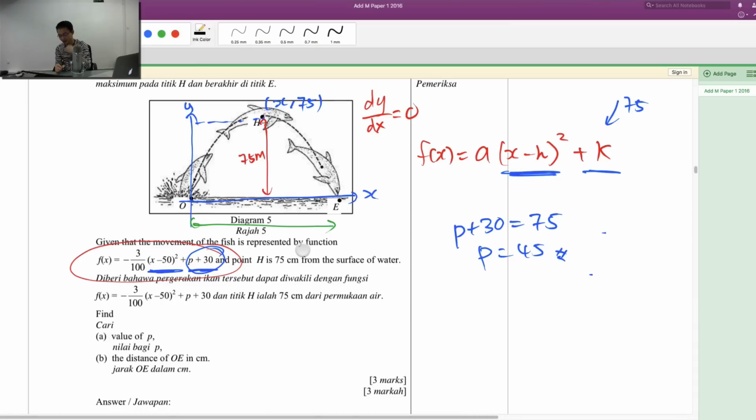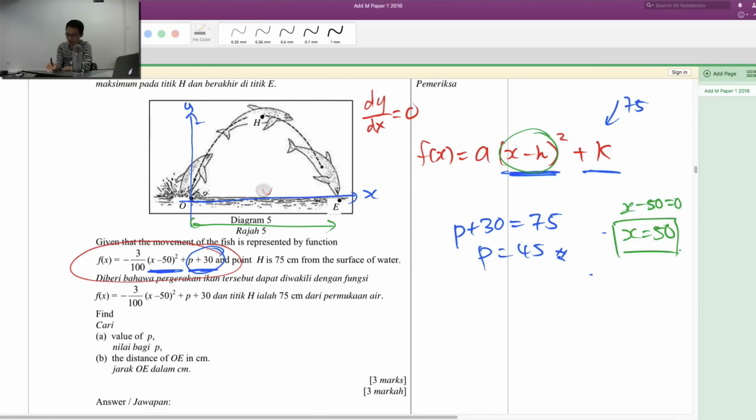I guess it's quite easy. Okay, so from here, x minus 50. X minus 50 means what? If x minus 50, I can get the axis of symmetry, isn't it? x minus 50 equals 0, x equals 50. So this one is the axis of symmetry. So what's the meaning of axis of symmetry here? The axis of symmetry here actually means it will cut the maximum point at 50, isn't it?